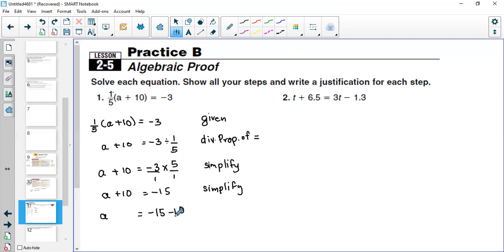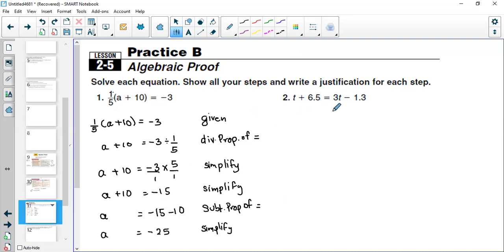Right? So what did I do now here? I have subtracted. So I am using subtraction property of equality. So whatever you do, that's what the property becomes. So here now I'm going to say A equals negative 15 minus 10. So it becomes A is equal to negative 25. What did I just do? I just solved it. So when you solve it, you say that you have simplified. So that's the end of the question. A equals negative 25 with all the justification steps. Isn't that easy? It's easy.